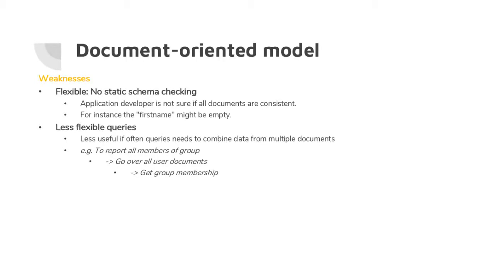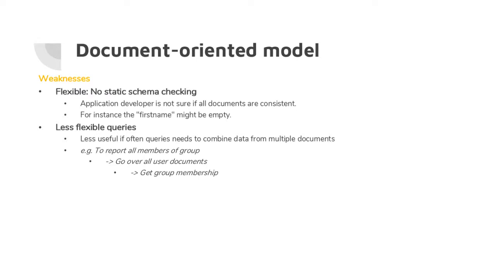So what are the weaknesses? You have no static schema checking. So you're not sure, like in the relational model, if all the fields you expect are there. For example, you might forget in some documents to have a first name, and then the application on reading that document will maybe complain or not work.